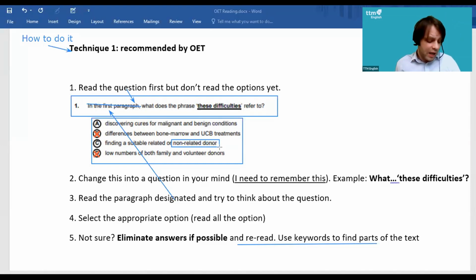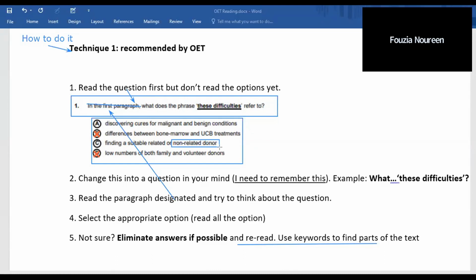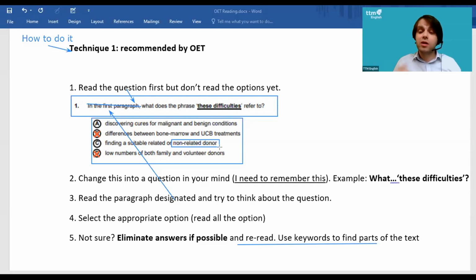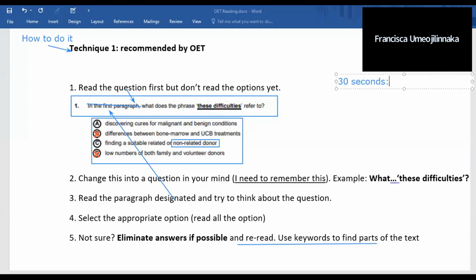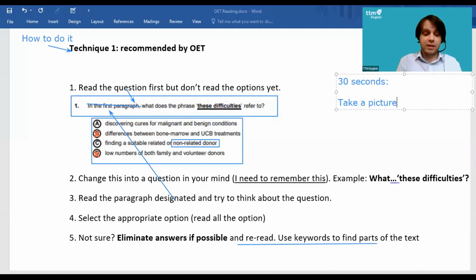I'm going to give you 30 seconds. Just write this down, because we're going to practice it now. Some of you might do it a different way, but why don't you try my way today? You might find it easier. So 30 seconds, just write down 1, 2, 3, 4, 5, or take a picture. It will also be on the study document.